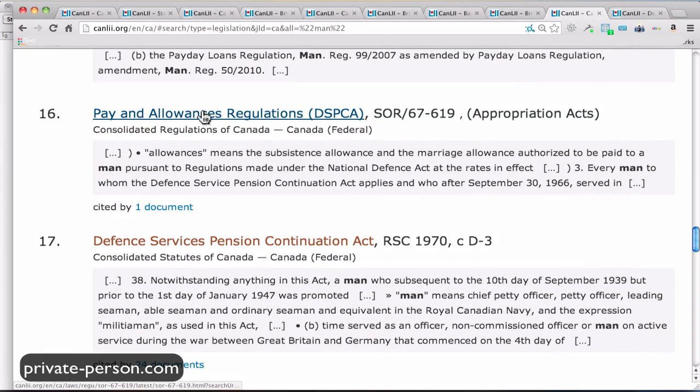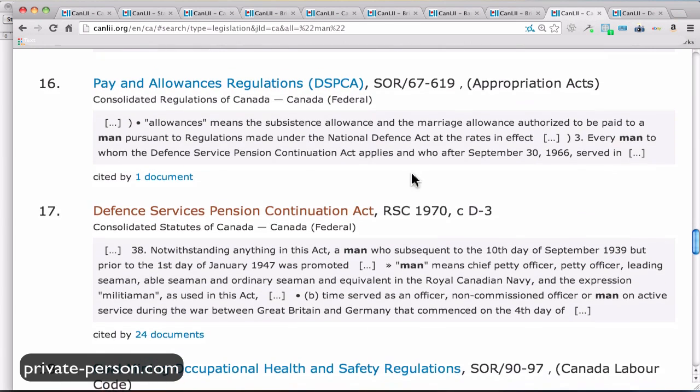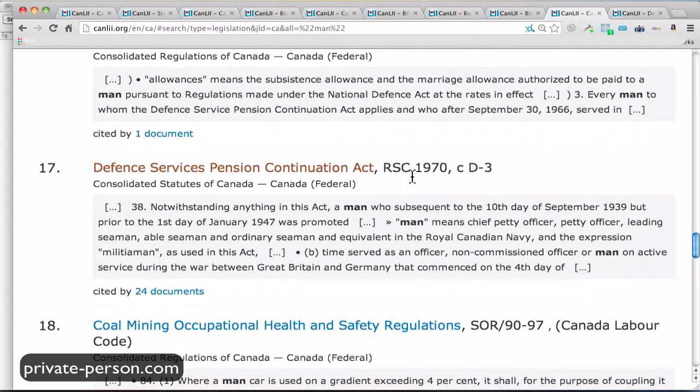Here we go. Pay and Allowances Regulations. Appropriations Act. Consolidated Regulations. Allowances means subsistence allowance and the marriage allowance authorized to be paid to a man pursuant to regulations under the what? The National Defense Act. Oh, gee, we're back into the soldier stuff like the one previously. Oh, look, another soldier one here.